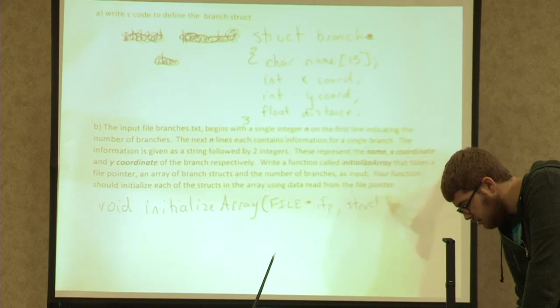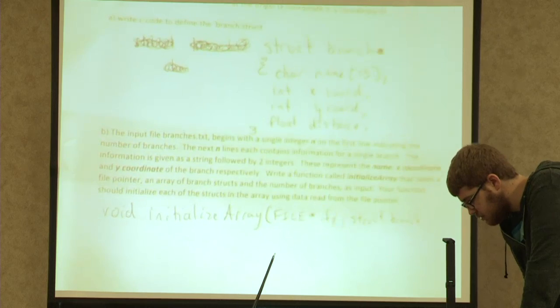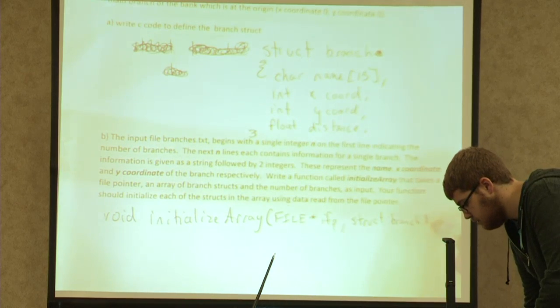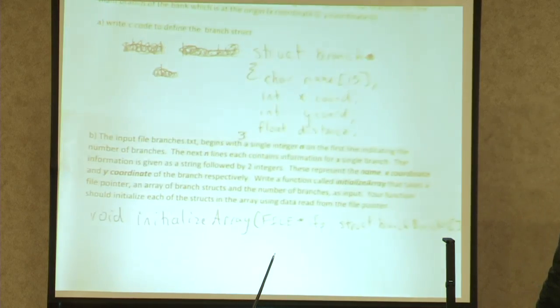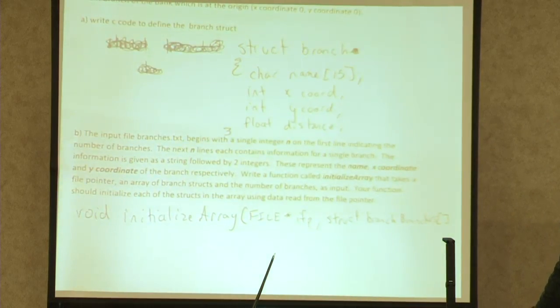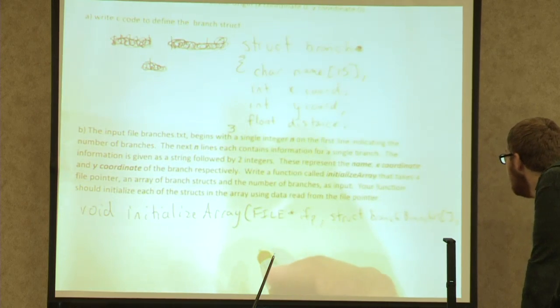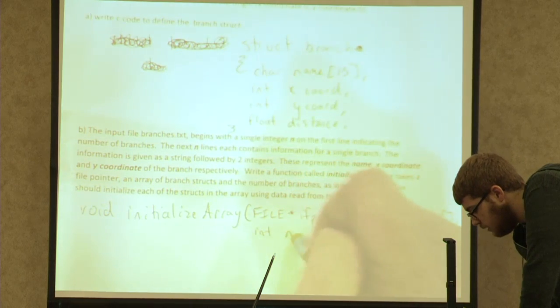So it's going to be struct branch, and then it takes an array of branch structs, so let's name it branches. And then we have to have our square brackets, right, because that's an array. Okay, comma, I'm going to continue it down here. Number, int n, right?